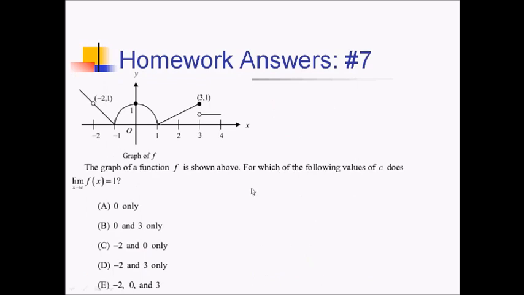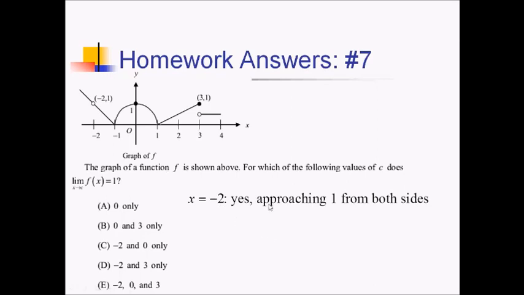For number 7, we've got a graph of a function, and we want to know for which values of c does the limit as x approaches c equal 1. So which x values have a limit of 1? Now, we could look at all the x values here, but since it's multiple choice, we only have to look at some of them. Notice in our answer choices, we have 0, -2, and 3 as the only possibilities they care about. So let's just look at those values. Looking at -2, as we approach from the left and the right, we have a limit, a y value of 1.